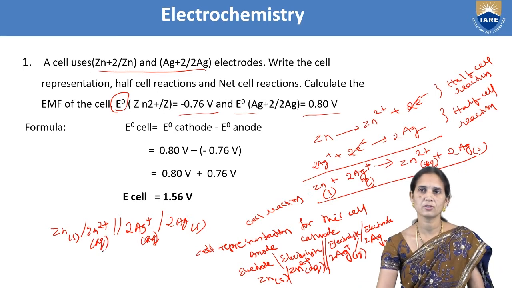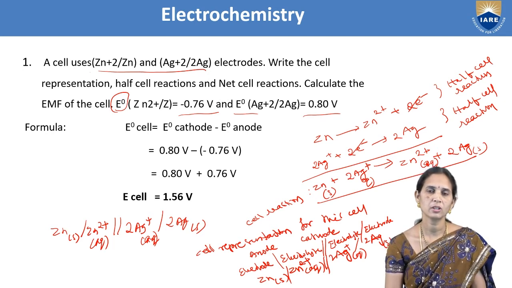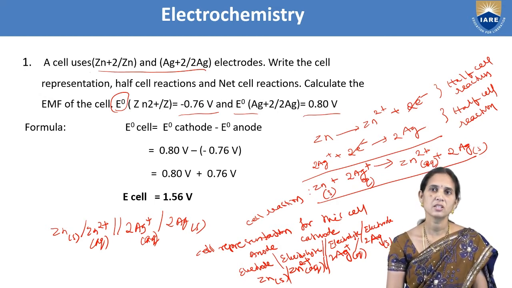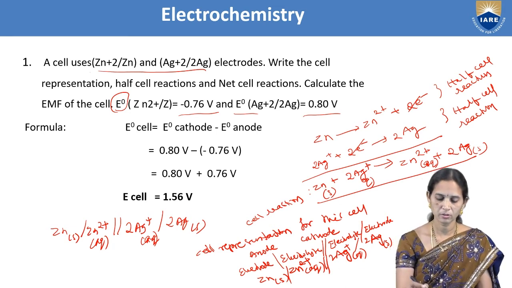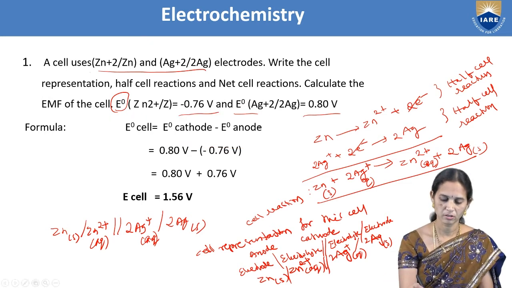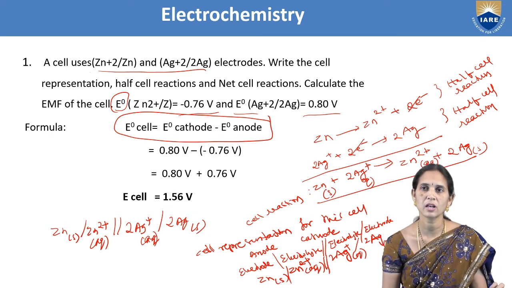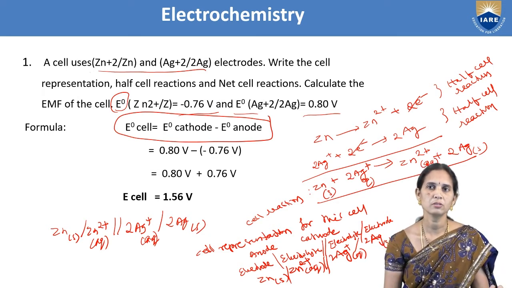So this is the representation of a cell. Now we have to calculate the EMF of the cell. We already have the E0 cathode and E0 anode values, and we will apply the formula here: E0 cell is equal to E0 cathode minus E0 anode. We know which electrode acts as the cathode and which acts as the anode. The cathode here is the silver electrode, with a value of 0.80 volt.